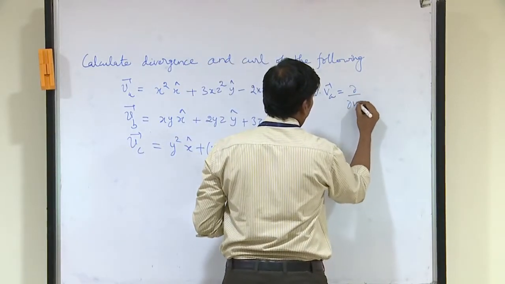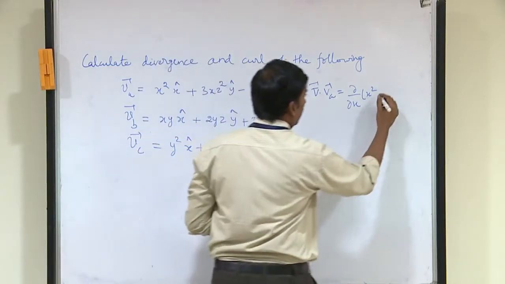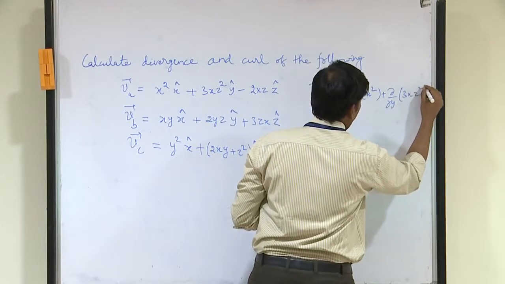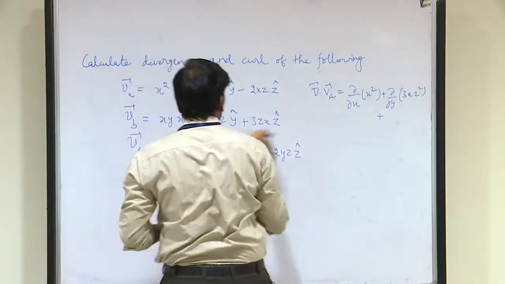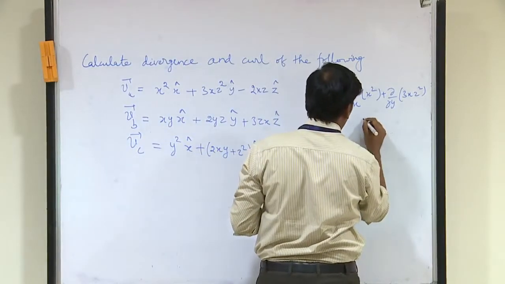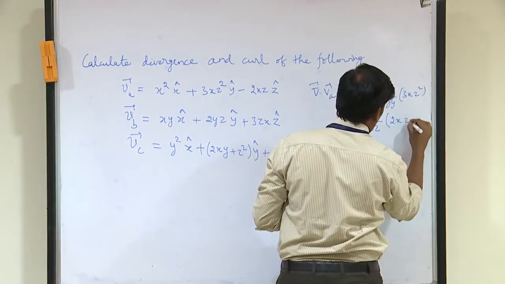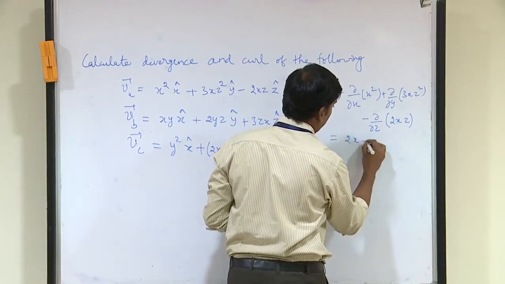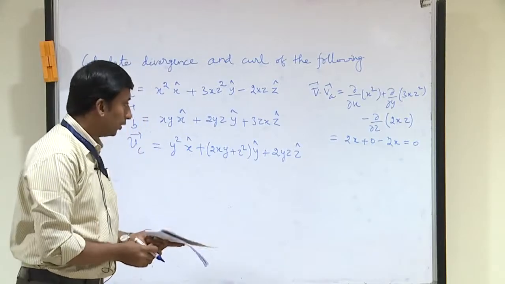Divergence of A is dou by dou x of the first component, which is dou by dou x of x square, plus dou by dou y of 3x z square, plus dou by dou z of minus 2x z, which is equal to 2x plus 0 minus 2x. So you get divergence as 0.